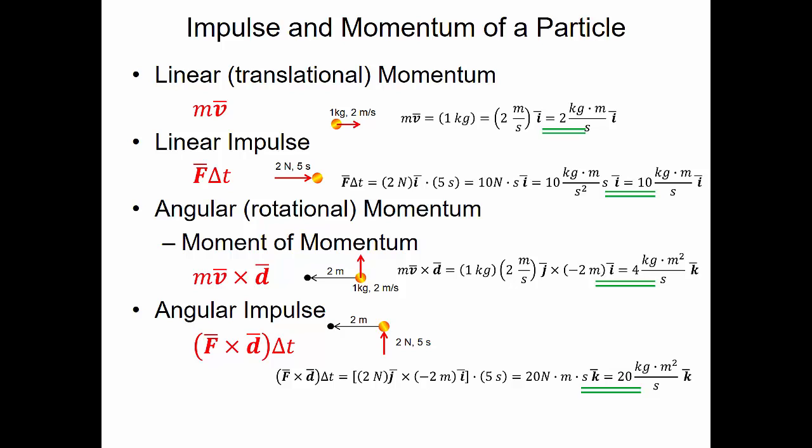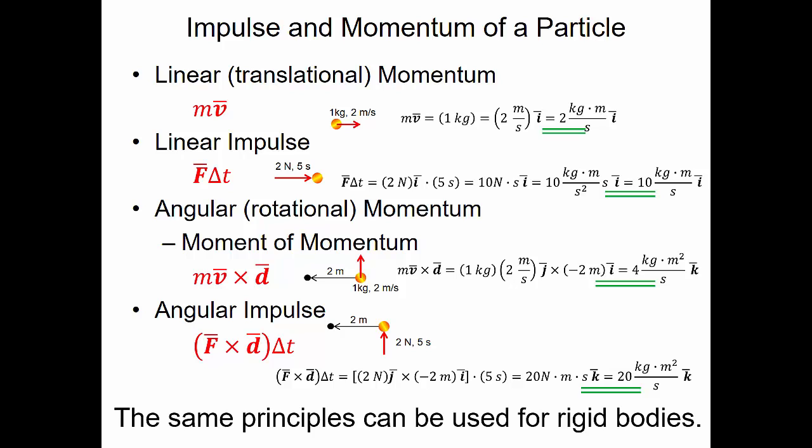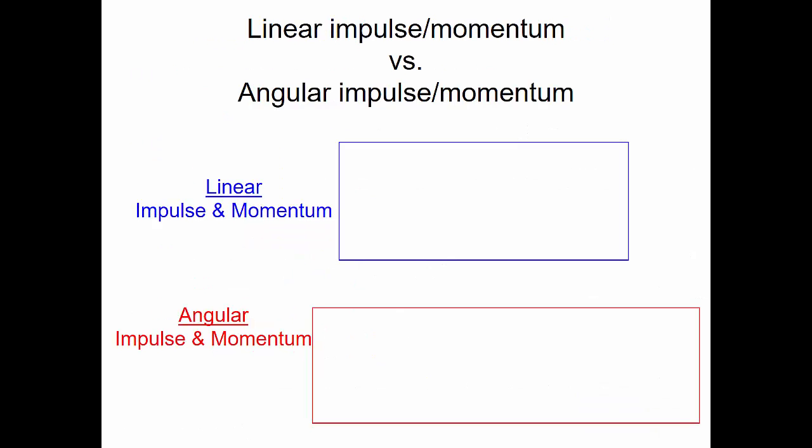We have angular or rotational momentum, or something that we would call a moment of momentum, which is a mass times a velocity vector crossed with a perpendicular distance vector. And we have an angular impulse, which would be a force vector crossed with a perpendicular position vector, times a change in time. The same principles that we used for impulse and momentum of a particle can also be used for translating rigid bodies. So let's look at linear impulse and momentum versus angular impulse and momentum.